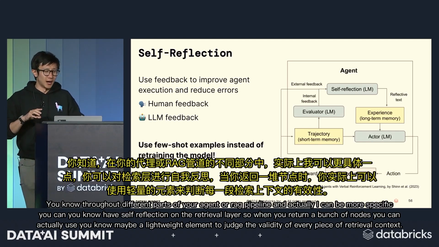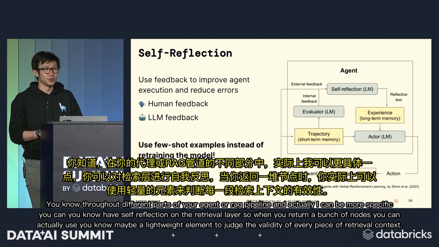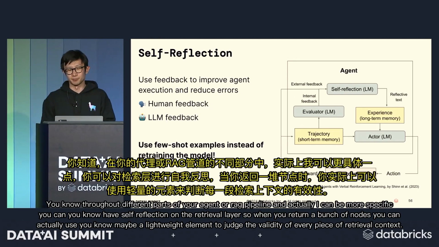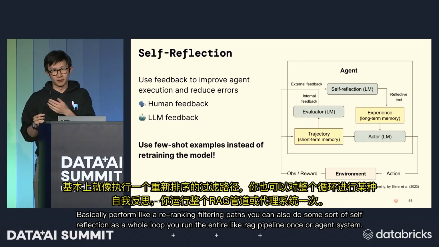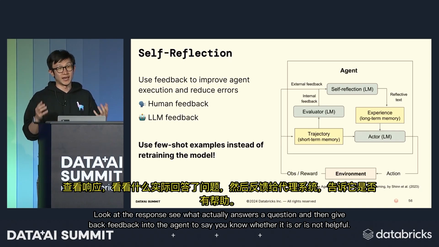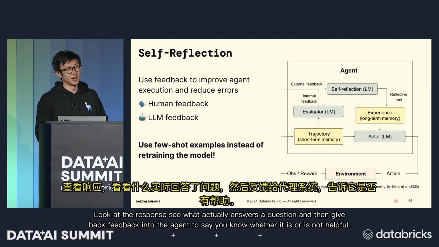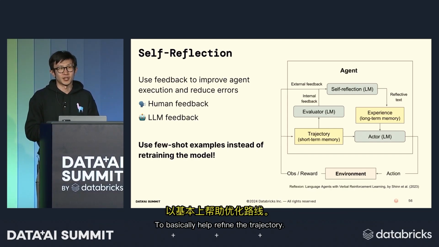You can have self-reflection on the retrieval layer. So when you return a bunch of nodes, you can actually use maybe a lightweight LLM to judge the validity of every piece of retrieved context, basically perform like a re-ranking filtering pass. You can also do some sort of self-reflection as a whole loop. You run the entire RAG pipeline once, or agent system, look at the response, see if it actually answers the question, and then give back feedback into the agent to say whether it is or is not helpful, to basically help refine the trajectory.